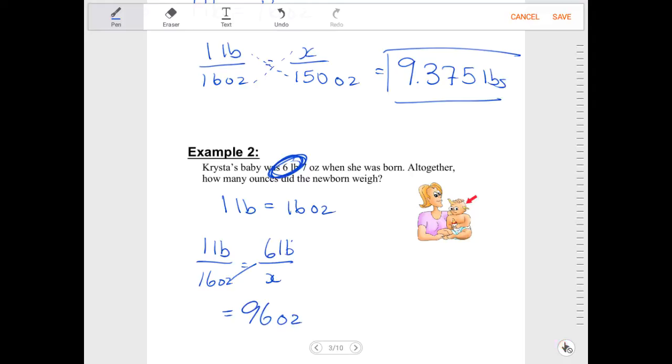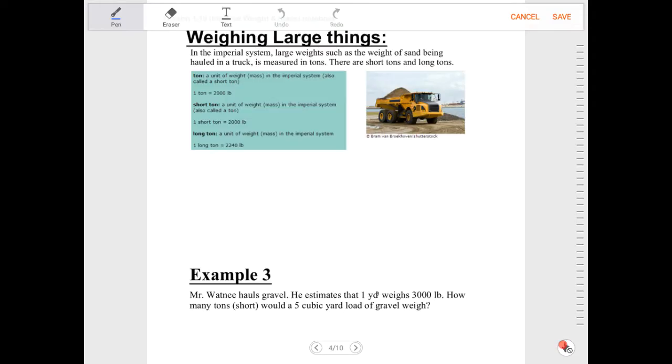That is not the answer to the question. That simply 6 pounds translates into 96 ounces. There still was the 7 other ounces that you have to include, so that will give you 103 ounces altogether. No big deal there. We'll move along. I don't think there's any need to stop here because it's becoming repetitive and you're just using conversion factors over and over and over. The next page here deals with weighing larger things.